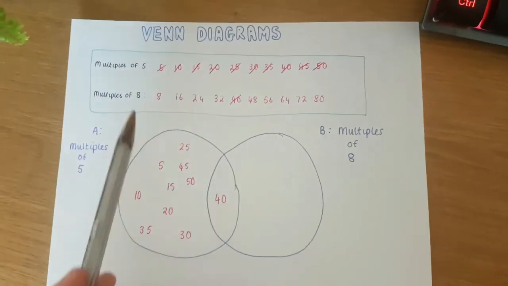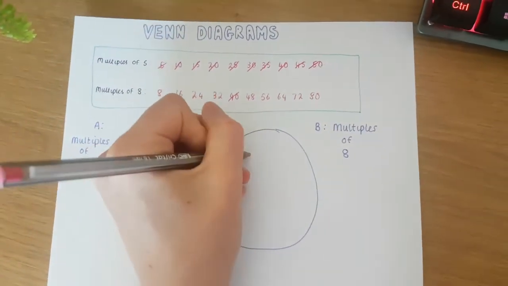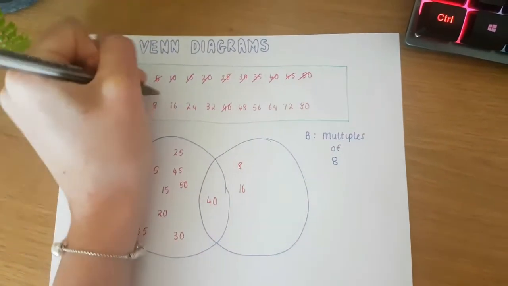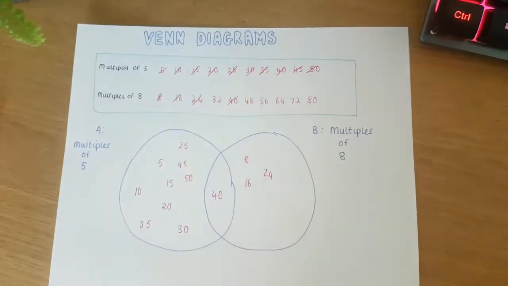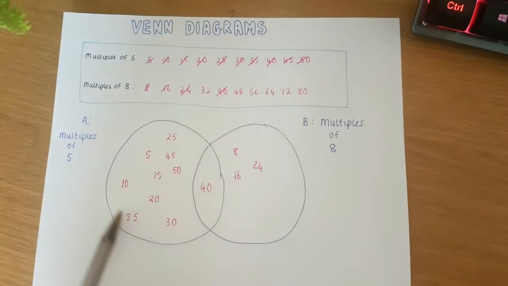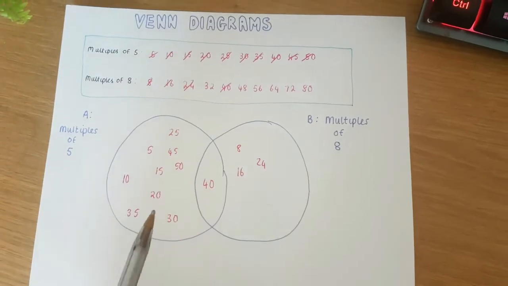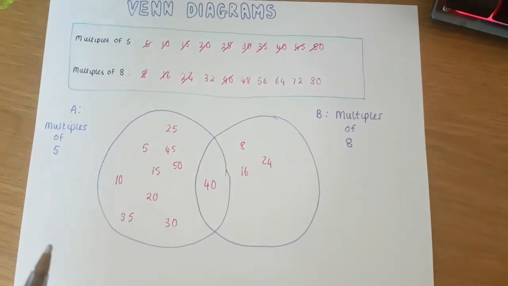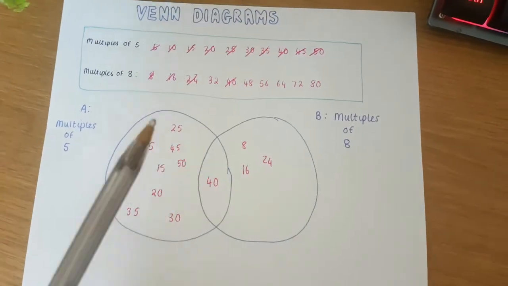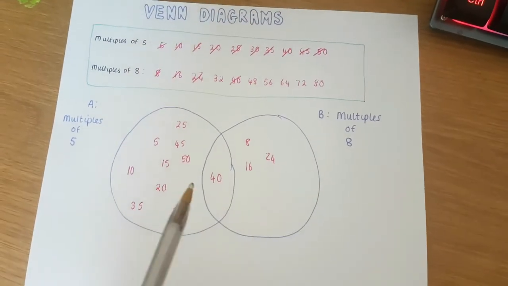And then we do exactly the same thing with multiples of 8. So I put my 8 here, my 16, 24, and so on. Once we've sorted all of these numbers, we can tell a lot. So for example, if I said to you, what is the only number in the first 10 multiples that is a multiple of 5 and 8, you could just look in the middle here and say it's 40.